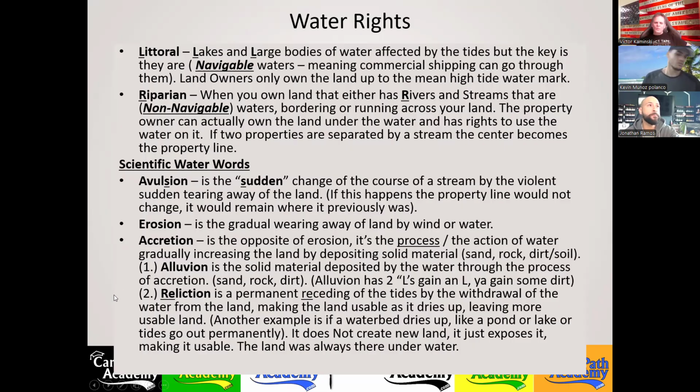And lastly, we have reliction. That's when the tide recedes from the land. The water recedes from the land, like with low tide, the water goes out, leaving the land exposed, like at the beach, right? Just imagine for a minute if the tide goes out and it never comes back.